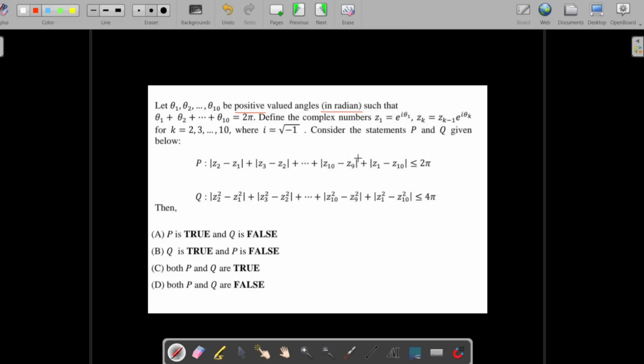Now, they gave two statements and we have to see whether they are true or false. So because z of k is z of k minus 1 into e raised to the power i theta k, and this is basically a complex number with unit modulus. What this means is it has given you values of z2, z3, z4 and so on in terms of previous complex numbers. So basically in terms of z1.